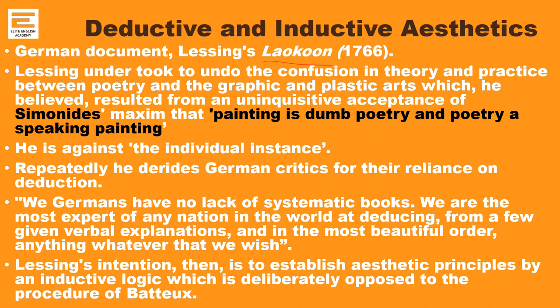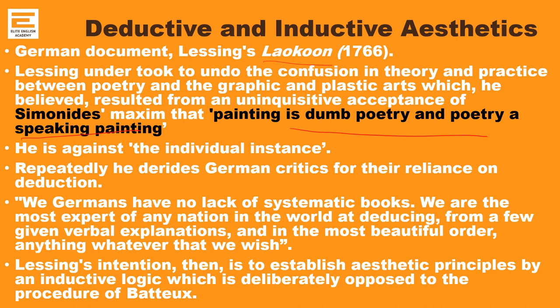According to Lessing, painting is dumb poetry and poetry a dumb speaking painting. Very beautiful idea. Painting is dumb poetry: he says painting is nothing but poetry, but it will not speak. It doesn't have words. Whereas poetry is a speaking painting, so poetry describes something. This is the very beautiful idea given by Lessing. But Lessing is against the individual instance, so he wants to see things as a whole.